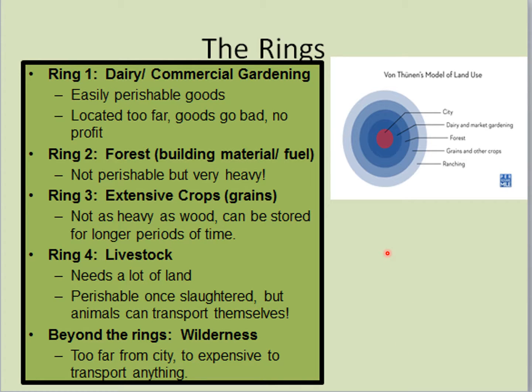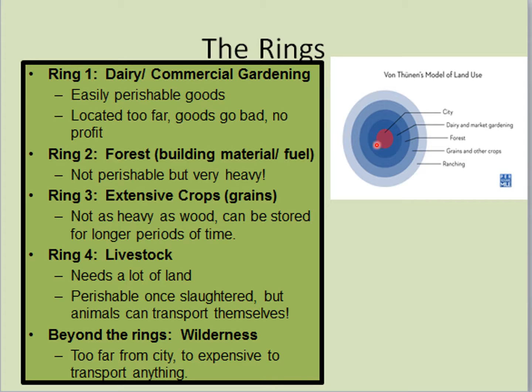The rings of the von Thunen model. We have ring 1, which is dairy and commercial gardening, easily perishable goods, located right outside the city, the very small ring. Early perishable goods located too far, the goods go bad, and so there's no profit. So dairy would be right around the city here.